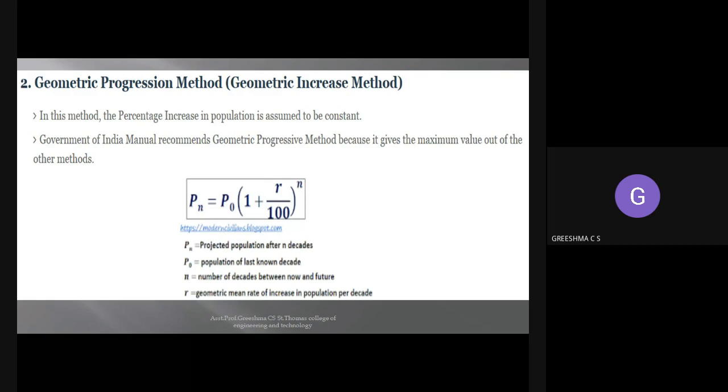To remember this equation, I will give you a shortcut. In school time we have studied compound interest, how to calculate compound interest and simple interest. The same equation we are using here. Compound interest, if you remember: P0 into 1 plus R by 100 all raised to n. Okay, the same equation here, that is Pn is equal to P0 into 1 plus R by 100 all raised to n. Now, where are we using this equation?